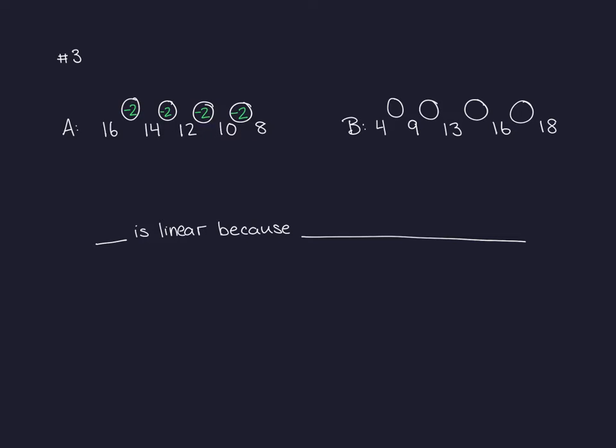Now to get from 4 to 9, we need to go 4 plus 5 is 9. 9 plus 4 is 13. 13 plus 3 is 16. And 16 plus 2 is 18. So to decide which one is linear, you should be able to tell that A is linear because the gaps are all equal. They're all minus 2, whereas in B, they change: first we add 5, then we add 4, then we add 3, then we add 2.